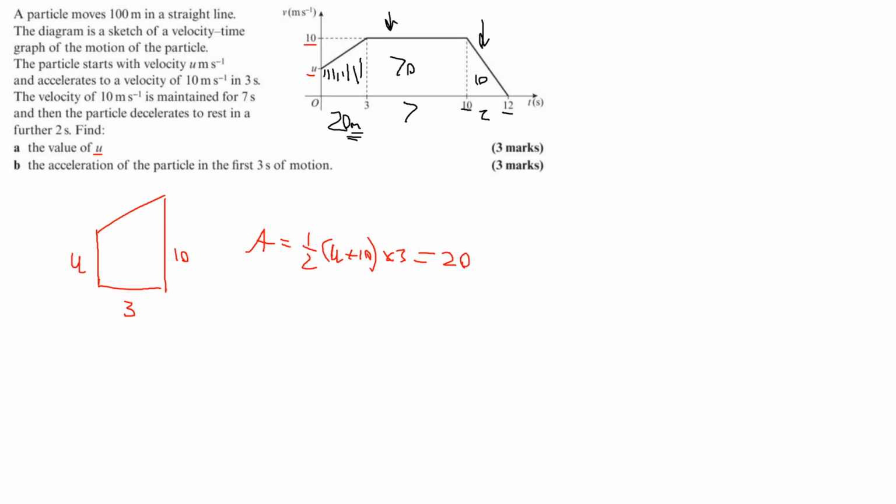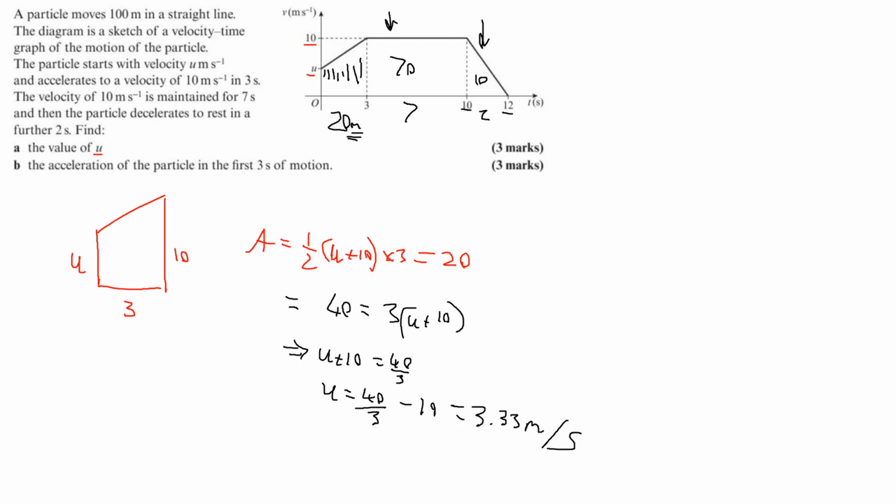So what we can do is solve this equation. First thing I'm going to do is times both sides by 2. So 40 is equal to 3 times u plus 10. Then I'm going to divide by 3. So u plus 10 is equal to 40 over 3. And so therefore u is equal to 40 over 3 minus 10. If you plug that into your calculator, we get an answer of 3.33 meters per second.